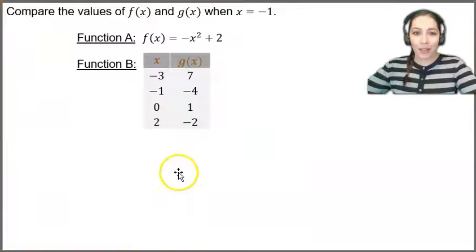Compare the values of f of x and g of x when x equals -1. Function A is f of x equals -x squared plus 2, and function B gives me an xy chart. How am I going to compare the values of f of x and g of x when x equals -1?